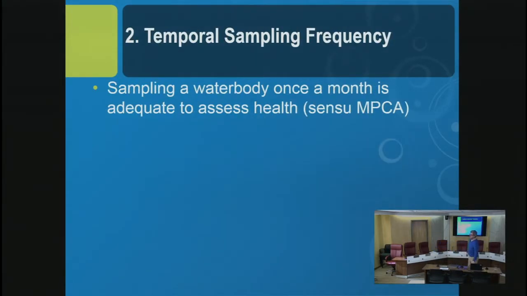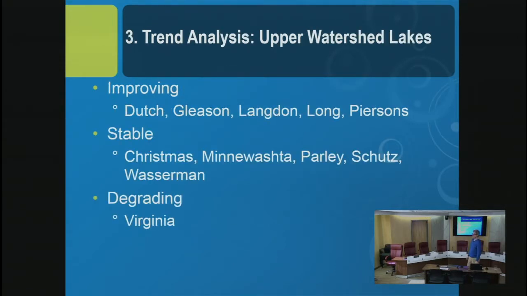The sampling frequency, again, you could sample once a month if one of your primary goals is to look at compliance in the sense of the PCA, looking at those 4 months in the summer for Secchi, chlorophyll, and phosphorus.